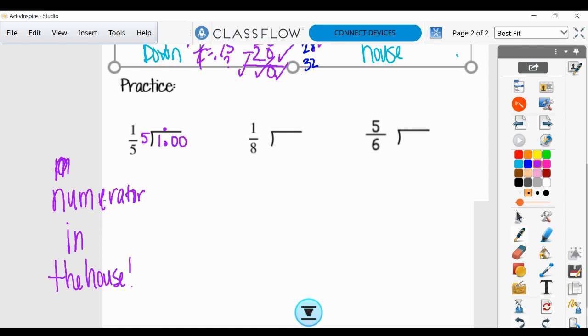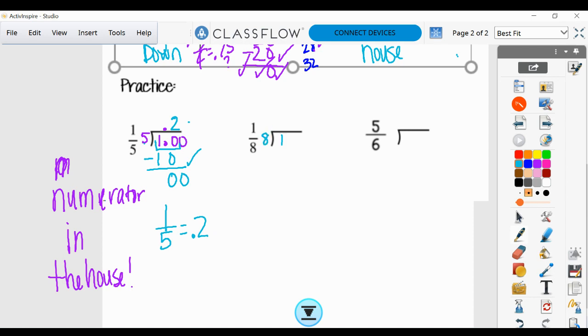So how many times does 5 go into 10? 5 goes into 10 2 times. 5 times 2 is 10. Subtract 0, 0, and I'm done. So 1/5 is equal to 0.2. Nice work.